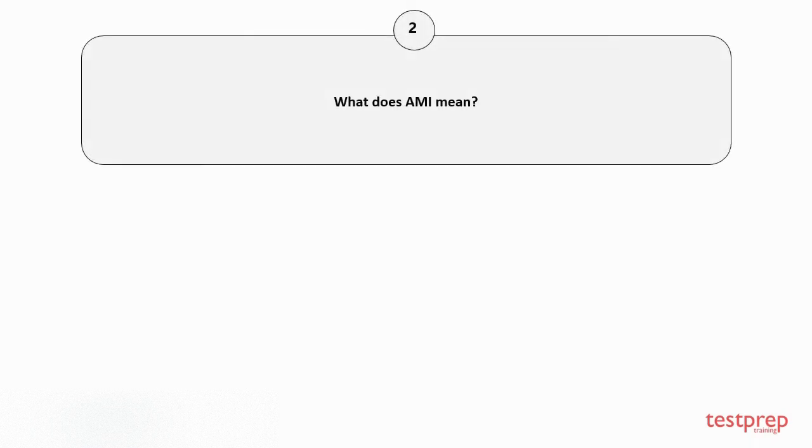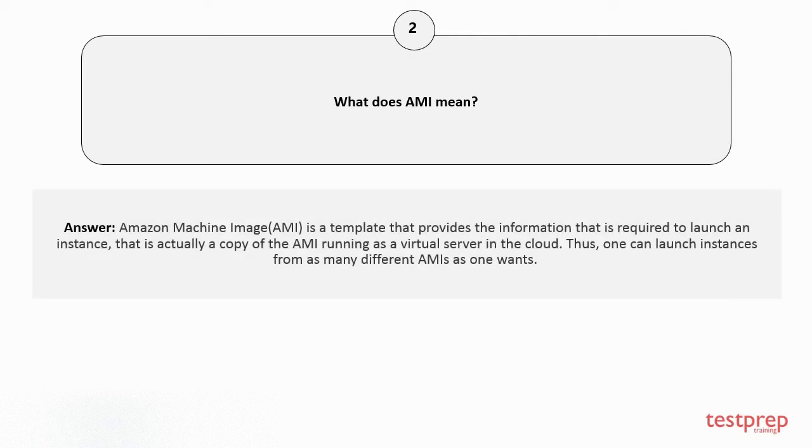Question number 2, what does AMI mean? Your answer is Amazon Machine Image is a template that provides the information that is required to launch an instance, that is actually a copy of the AMI running as a virtual server in the cloud. Thus, one can launch instances from as many different AMIs as one wants.